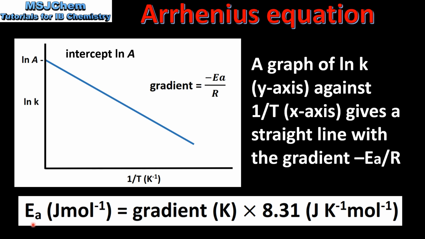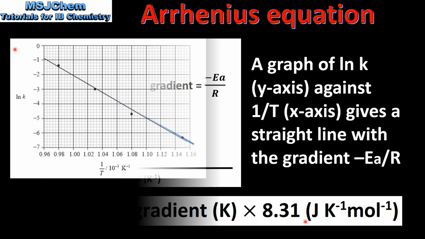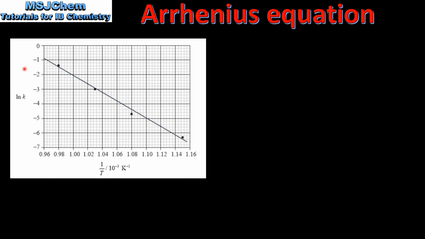So the activation energy in joules per mole is equal to the gradient of the line, which has the unit K, multiplied by the universal gas constant. Next we look at an example. Here we have a graph of ln k on the y-axis against 1 over T on the x-axis. From this graph, we'll calculate the activation energy for a reaction.